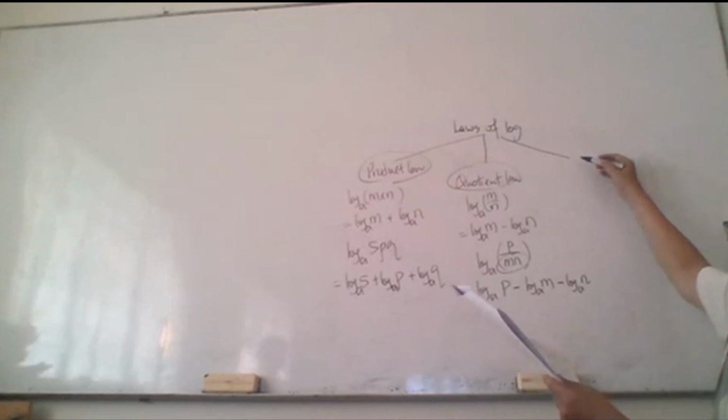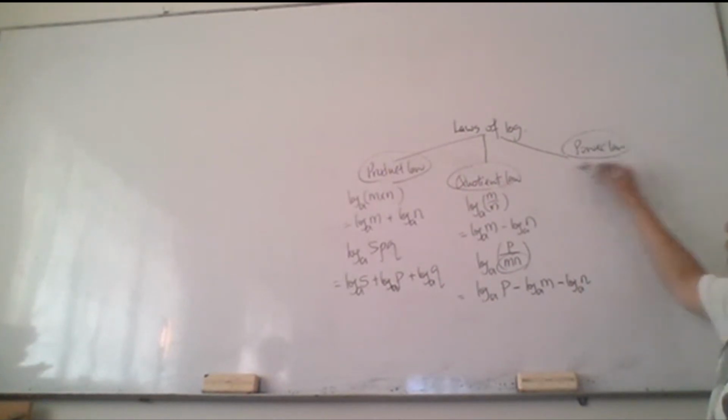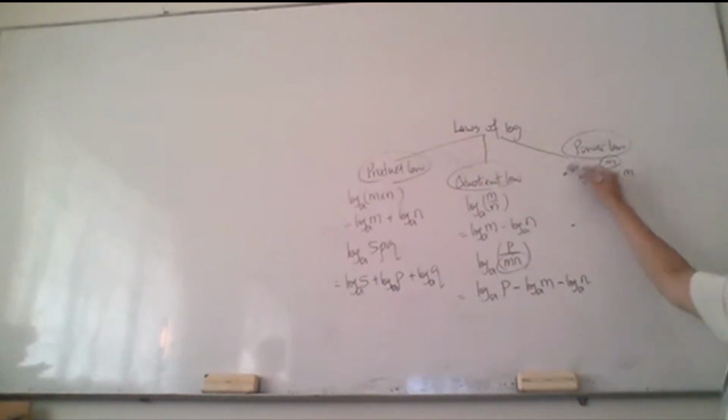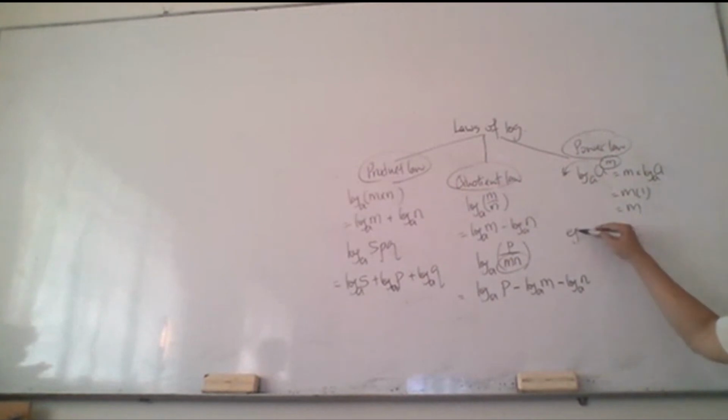Another one, we are talking about the power law. I'm going to divide it into 2. One is called log_a a^m, which is equal to m. Whenever they give you a power, the power will definitely be brought down as the coefficient. So log_a a^m will be m.